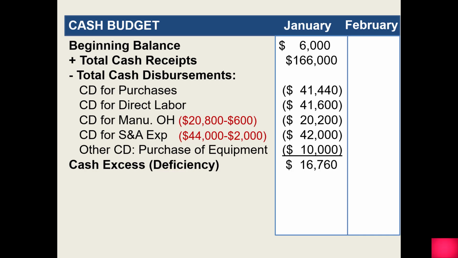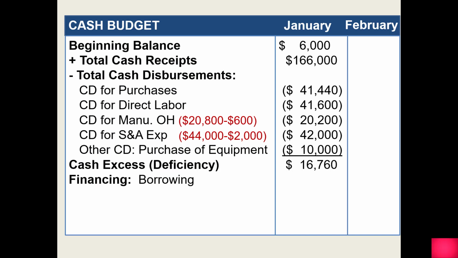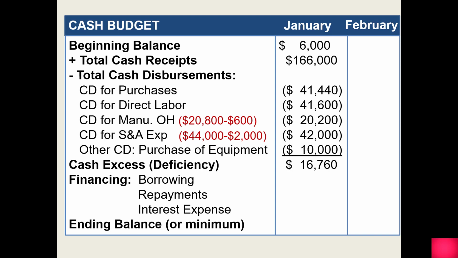So when we add all of this up, beginning cash plus cash receipts minus cash disbursements, we see cash excess or deficiency. This is where a company will need to evaluate if they're going to need to borrow money. That is, they'll look at their financing section. In your financing section, you'll have to consider, do we need to borrow any money? Will we be repaying any principal? And will we have any interest payments? And you'll need to factor in any required minimum balance.